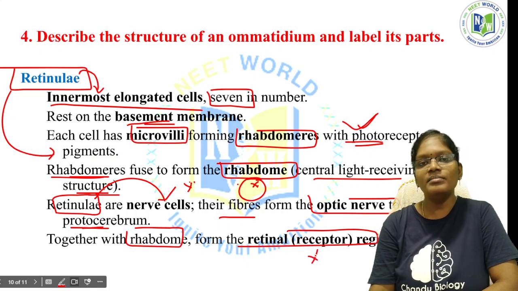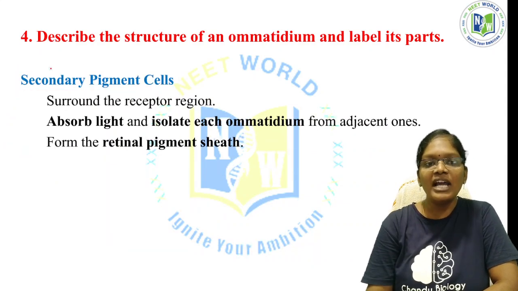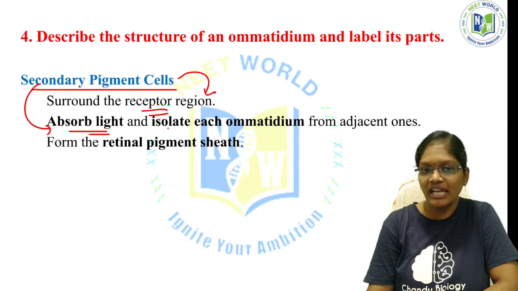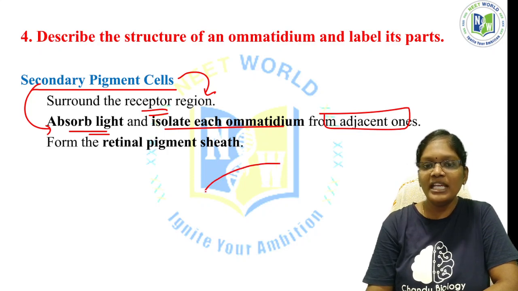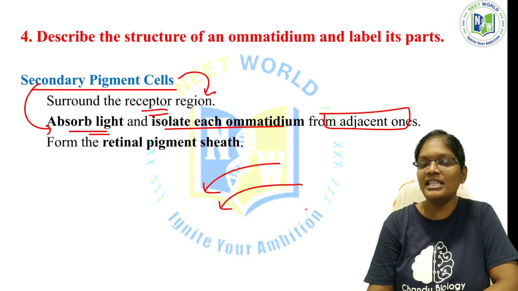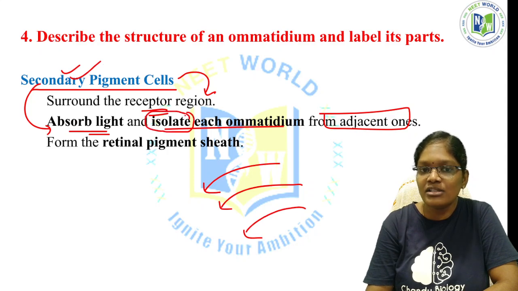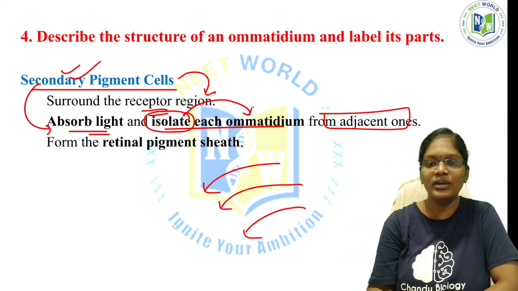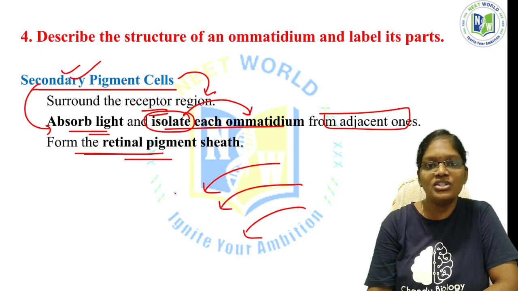Why do we call this a receptor? Because someone has to receive the signal. And we have the secondary pigment cells, which surround the receptor region. They are involved in the absorption of light and isolate each ommatidium from the adjacent ones. One ommatidium receives light, another ommatidium receives light, and another also receives light. So the secondary pigment cells isolate each ommatidium from the adjacent ones, because each ommatidium receives light. They then form the retinal pigment sheath.